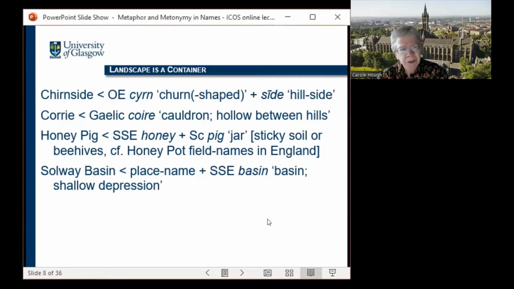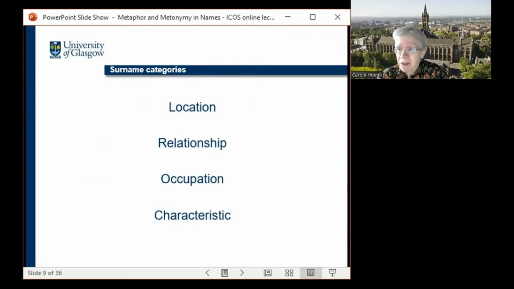Other types of names are also ambiguous between metaphorical and non-metaphorical interpretations. Surnames are traditionally divided into 4 main categories: location, relationship, occupation, and characteristic, depending on whether the description of the original bearer related to their place of origin, family connections, rank or occupation, or a physical or mental characteristic, real or perceived.